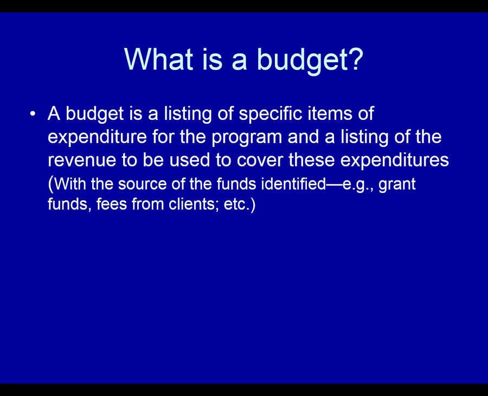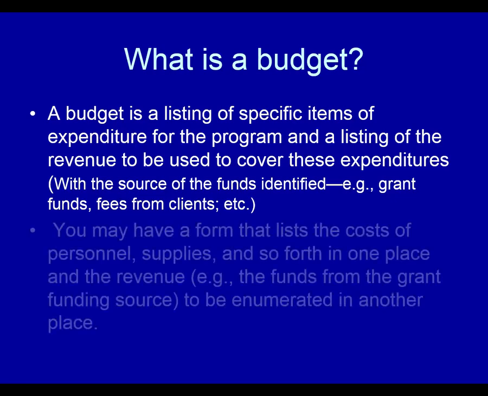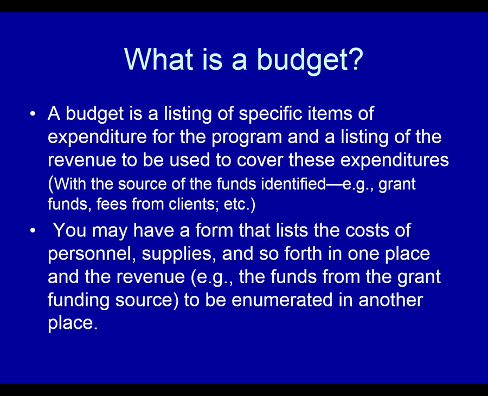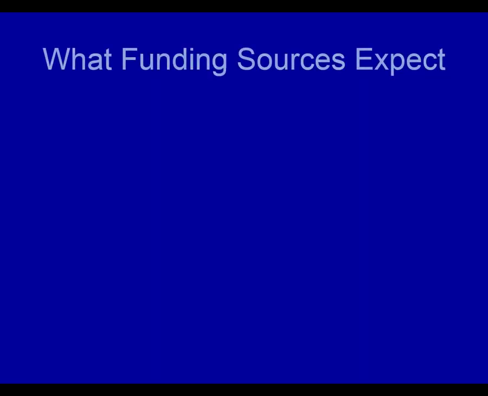So when the bottom line is drawn for your budget, the amount of your expenditures and the amount of your revenues should be equal. You may have a form that lists the costs of personnel, supplies, and so forth in one place, and the revenue to be enumerated in another place. You should use the form that the funding source provides for you to complete your budget.